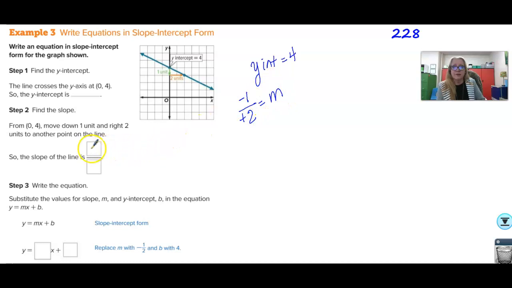So let's see, they want me to write it in the boxes here. Down 1, right 2, okay? And the y-intercept we already figured out was 4, okay? So when you come down here, you put negative 1 half x plus 4. And it's plus 4 because it's a positive 4. If it was a negative 4, we would write minus 4.